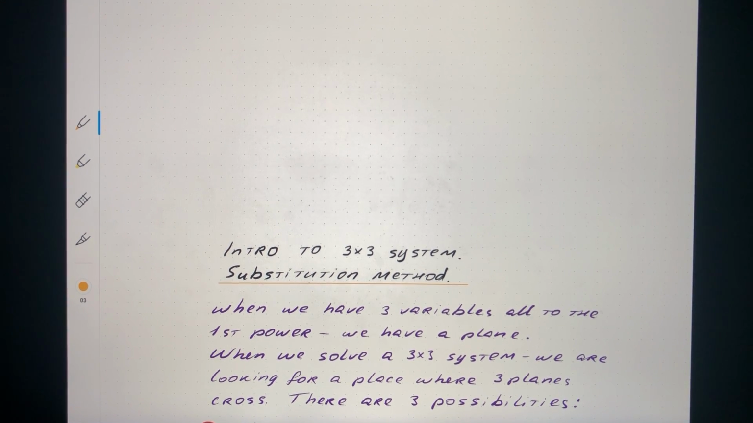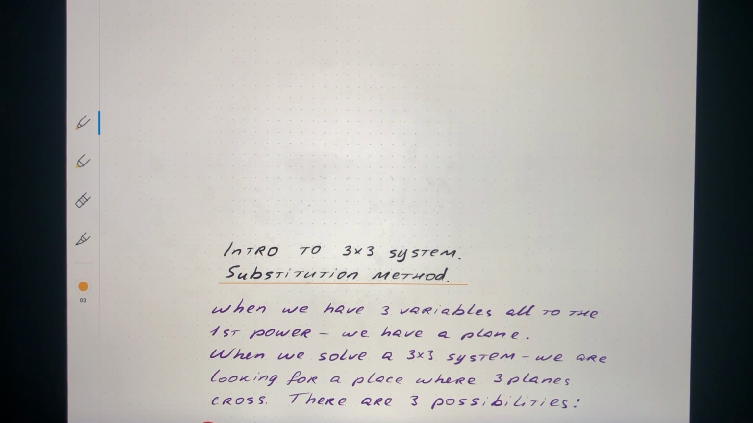Hello, this video is the introduction to how to solve a 3x3 system using a substitution method. Now, when we have three variables as opposed to two, and they are all to the first power, then we have a plane. And when we are solving a system of three such equations, then we're looking for the place where the three planes cross. And there are three possibilities.